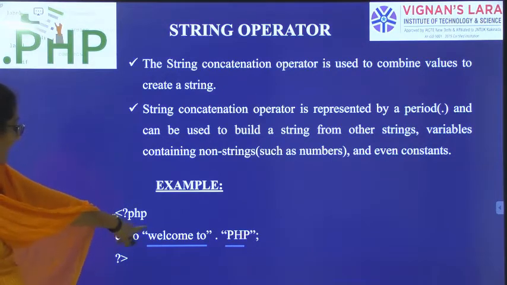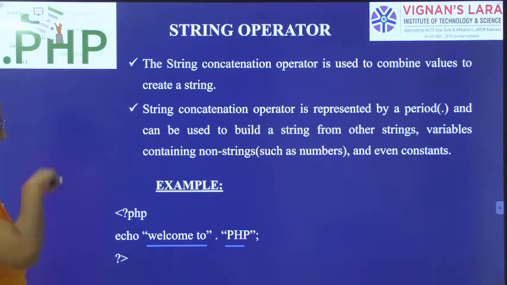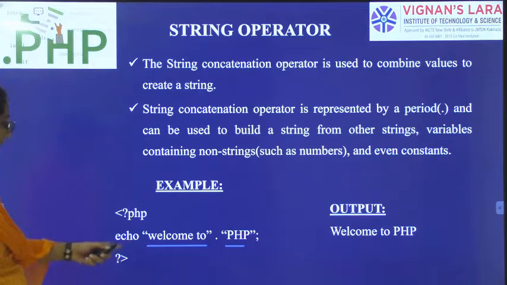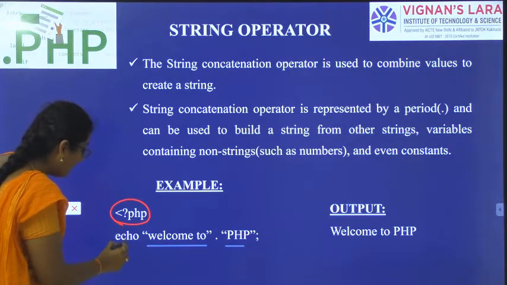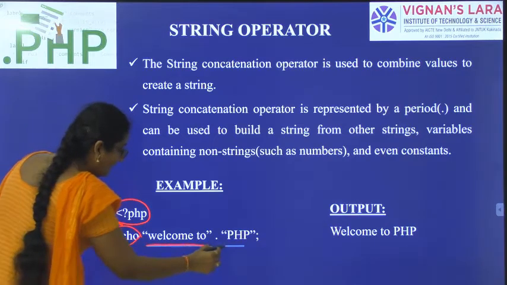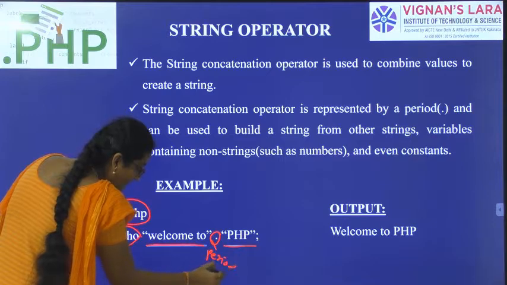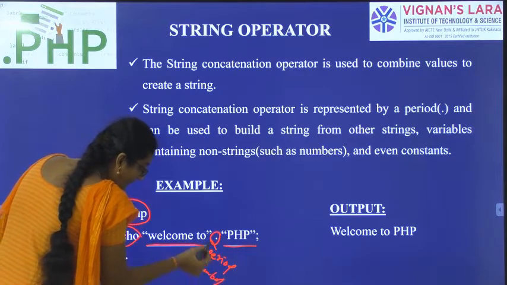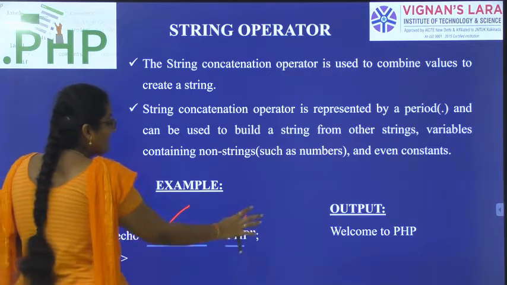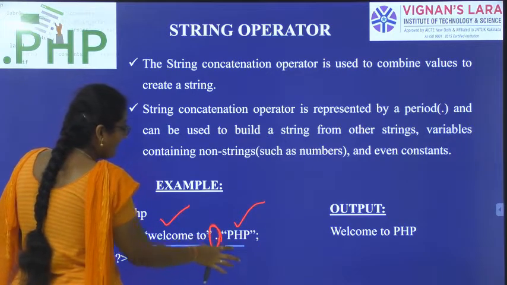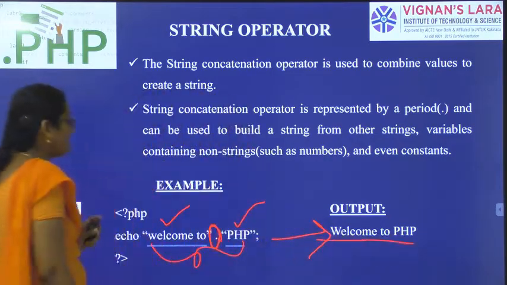See here, welcome to is my first string, PHP is my second string. Welcome to PHP should concatenate and come like that. I have created a PHP program. I want to display welcome to and PHP. I am using the period symbol here. This is the period symbol. Full stop is the period symbol. So welcome to is string 1, PHP is string 2. Using the period symbol, I want to concatenate these two and get the output as welcome to PHP.